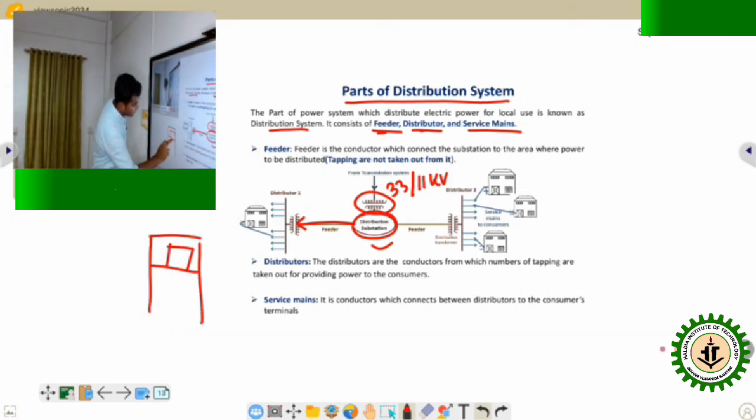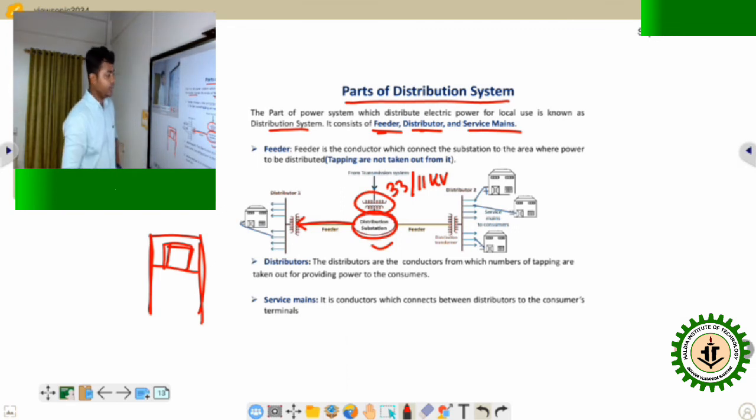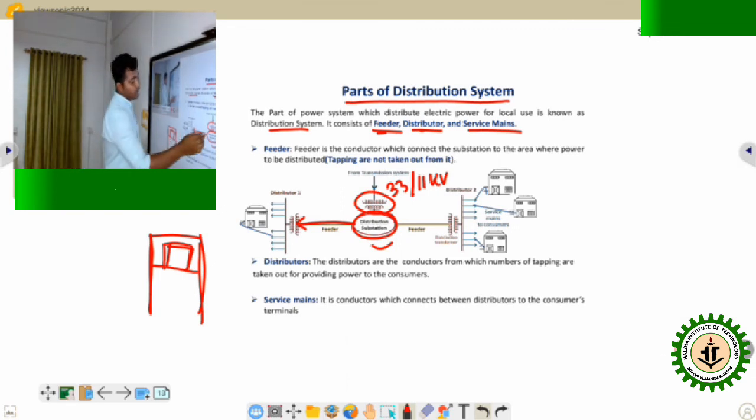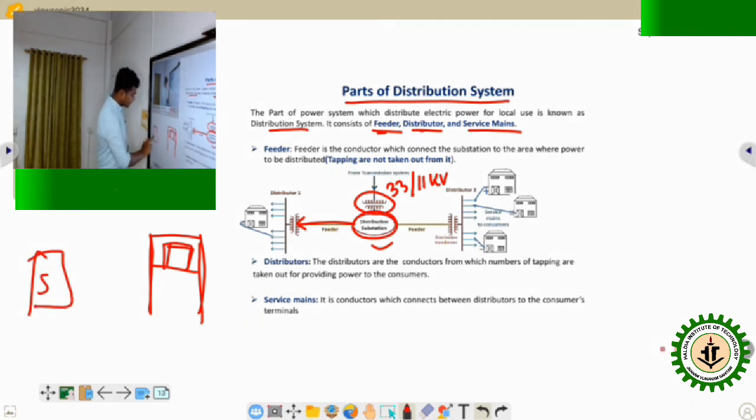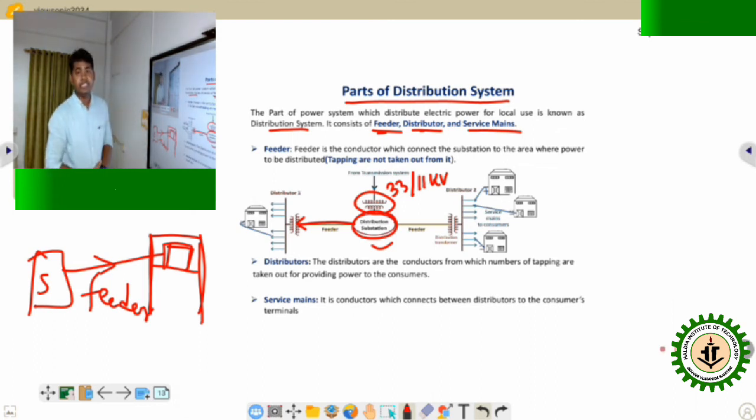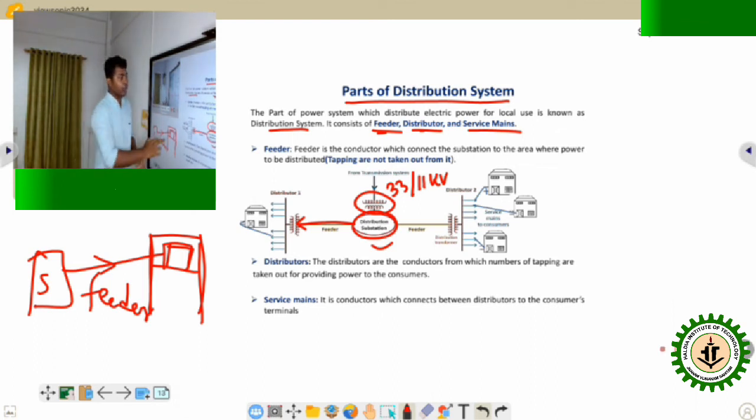So from the substation to this transformer, the line is called the feeder. What is the main property of the feeder? From this feeder, no tapping option is there. No tapping. I already told you that tappings are not taken from it. And as there is no tapping, there is a constant amount of current in the feeder.